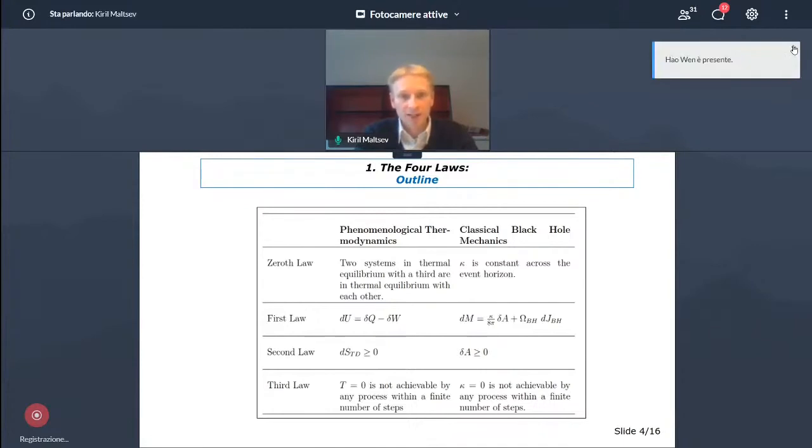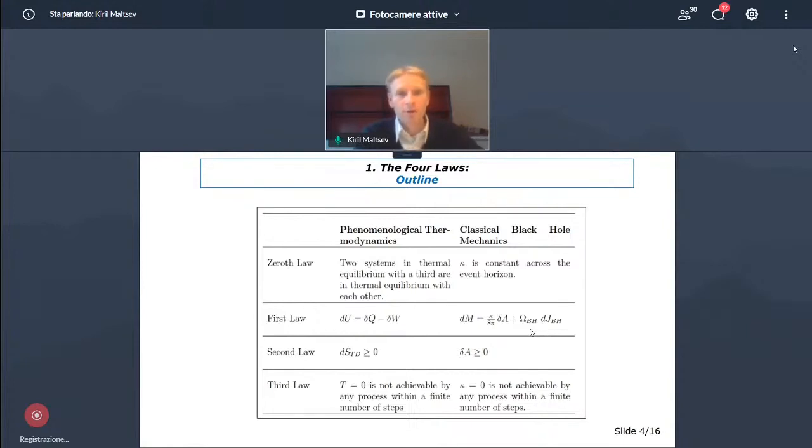The first law of classical thermodynamics relates the differential of the internal energy with the heat and work differentials. And the counterpart in relativistic black hole mechanics is that any change in black hole mass is counterbalanced by a change in surface area or a change in angular momentum of the black hole, with kappa and omega denoting the surface gravity and angular velocity. The second law of phenomenological thermodynamics demands that for a closed system, the entropy cannot decrease. And the counterpart in black hole mechanics, Hawking's area theorem, states that the area of the surface of the horizon can only increase.